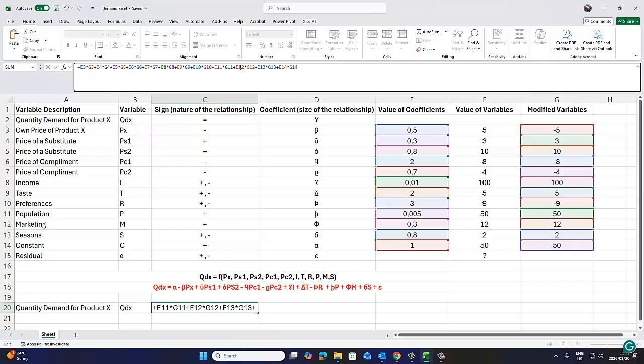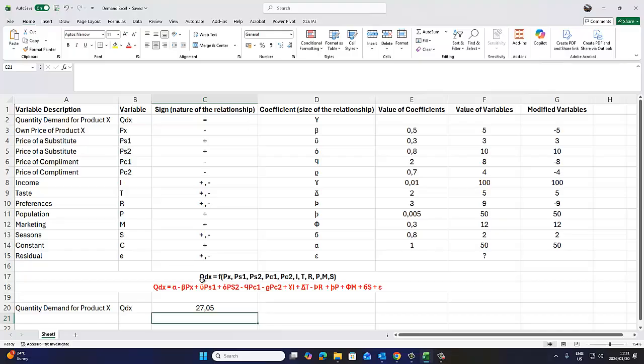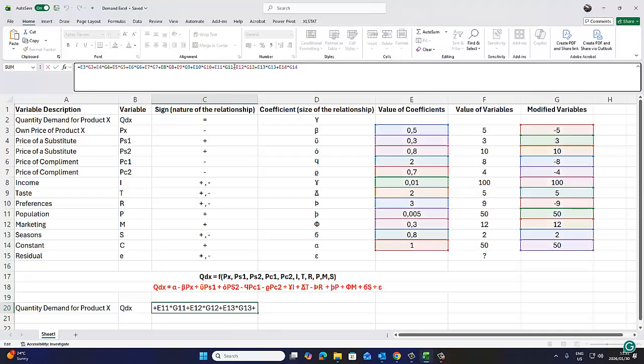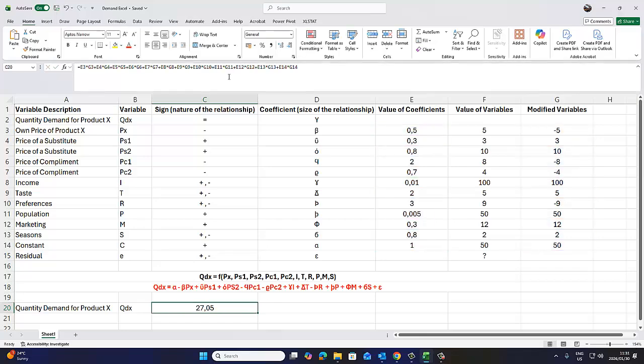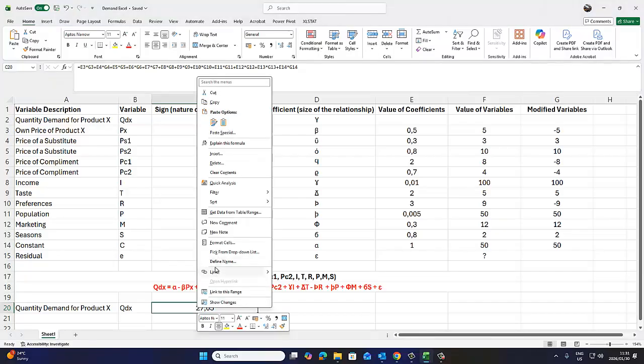Plus E12, plus E13, 14. 27 units. Yeah, that made a huge difference. I wanted to say that number seemed highly unlikely. It didn't make any sense to me. So yeah, now we've got the correct number. So let's round it off.